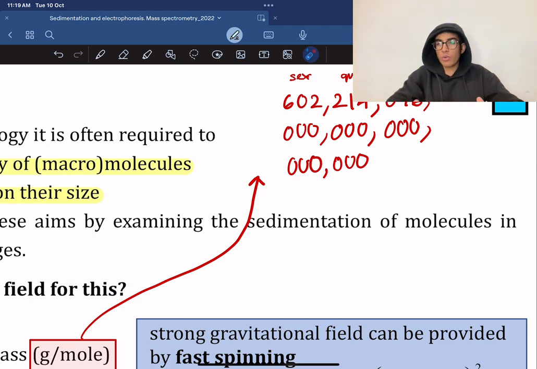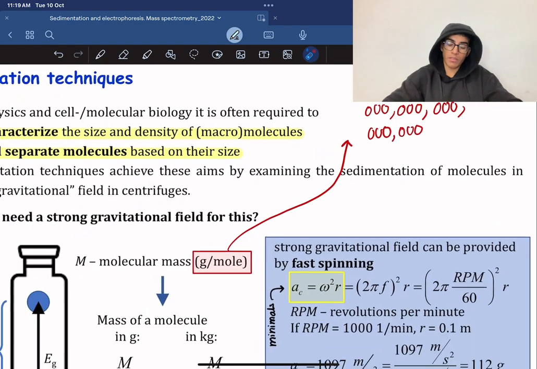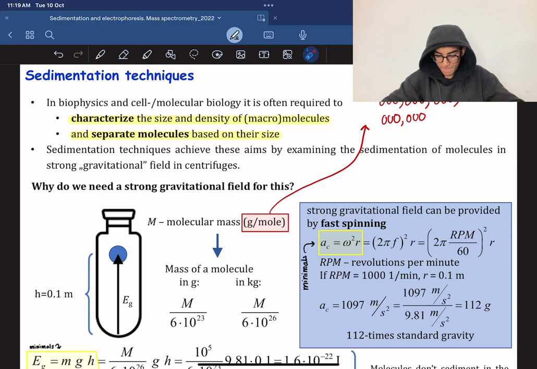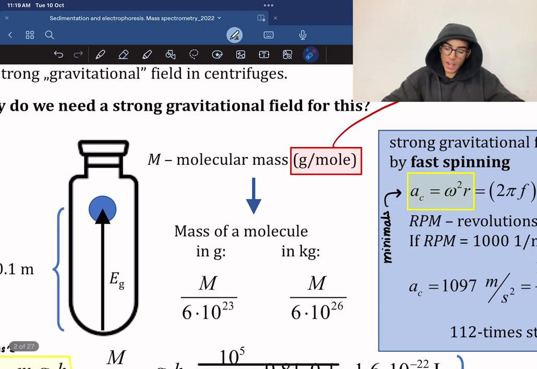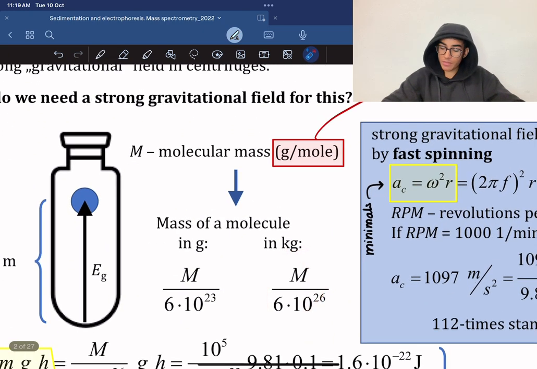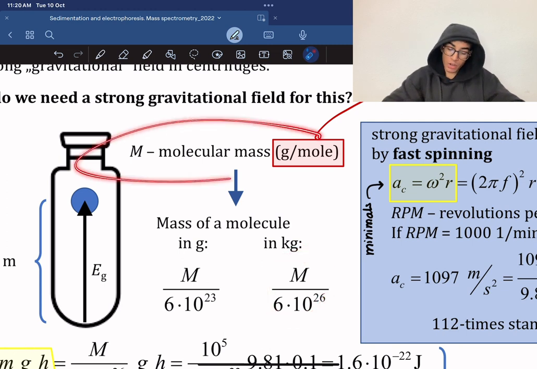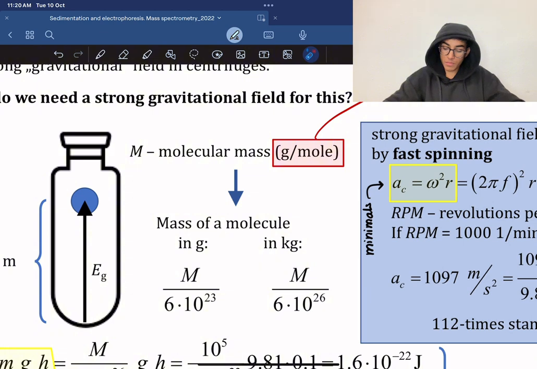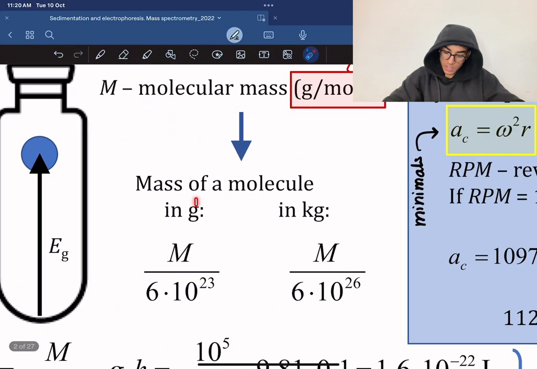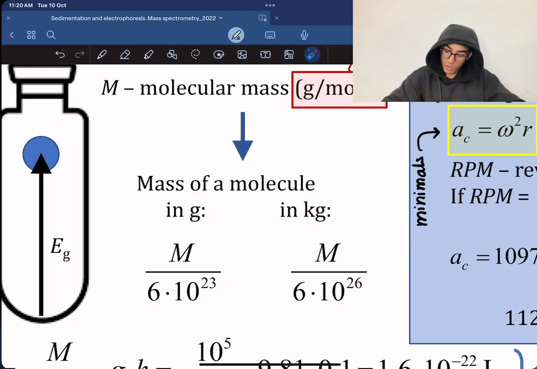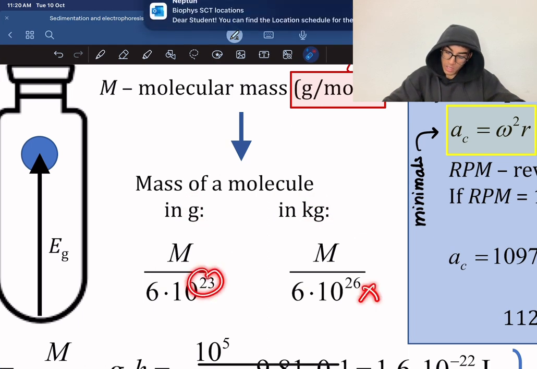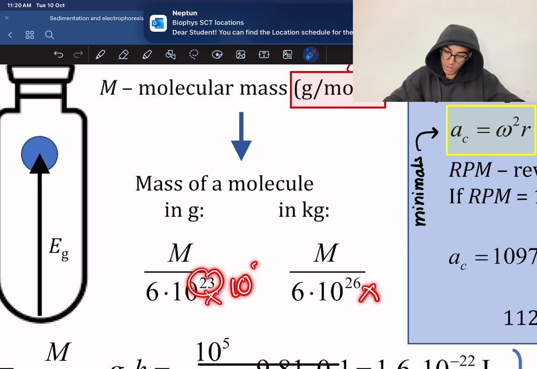This value could only theoretically work for macromolecules or atoms, for example. That's why we use it in chemistry and physics. So you divide your mass by the Avogadro's number, and you get your molecular mass. Simple. This is in grams, 10 raised to 23. In kg, you get 26 because you do this times 10 raised to 3.